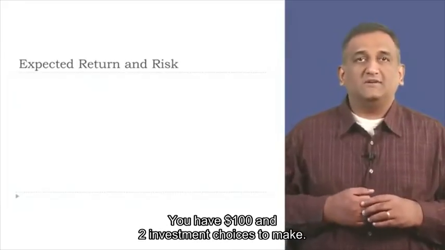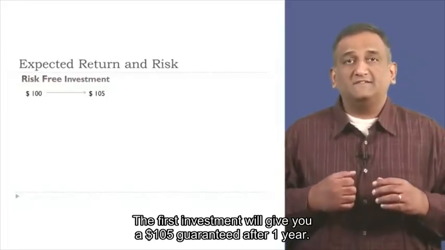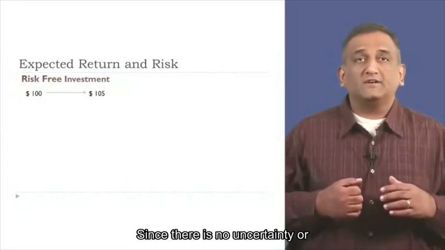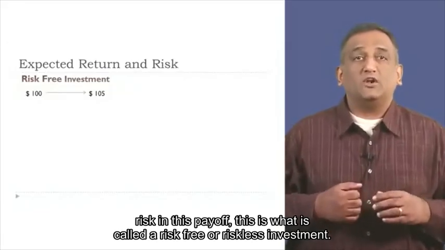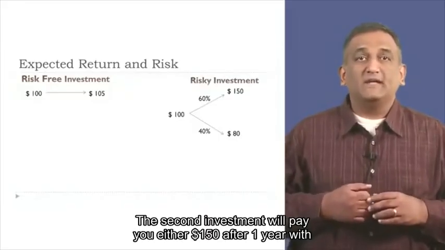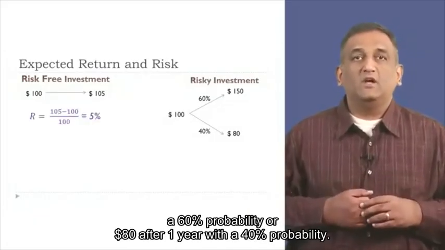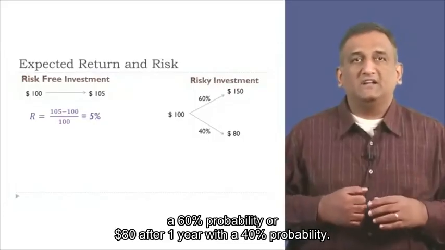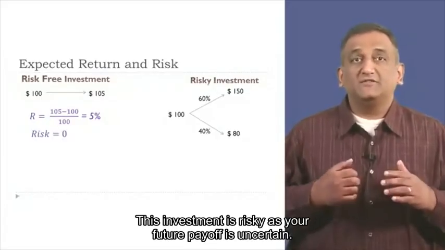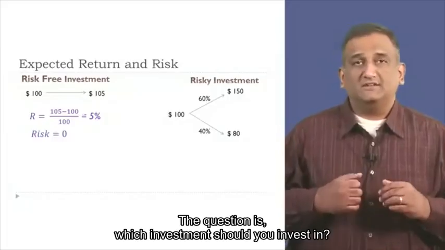You have $100 and two investment choices to make. The first investment will give you $105 guaranteed after 1 year. Since there is no uncertainty or risk in this payoff, this is what is called a risk-free or riskless investment. The second investment will pay you either $150 after 1 year with a 60% probability, or $80 after 1 year with a 40% probability. This investment is risky as your future payoff is uncertain. The question is, which investment should you invest in?